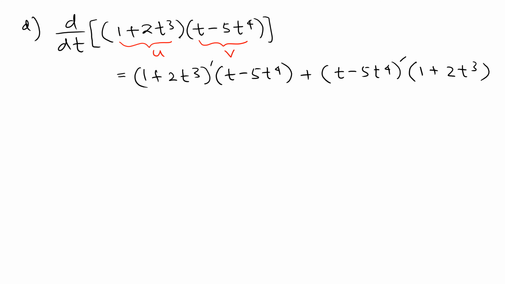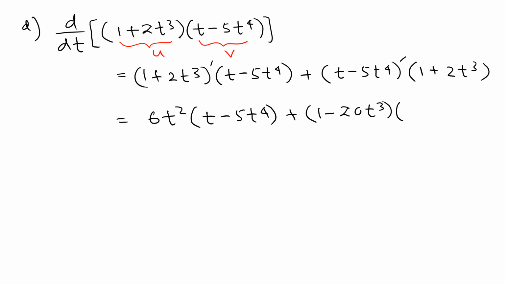Now we try to take the derivative, so we apply the product rule. You can see here you're going to get the derivative as 6t squared times no change, plus take the derivative, which is 1 minus 20t cubed, and then we have 1 plus 2t cubed. Now we're done with the product rule.